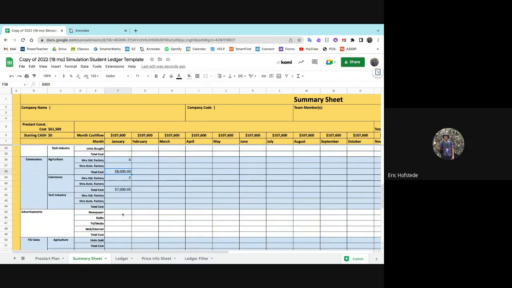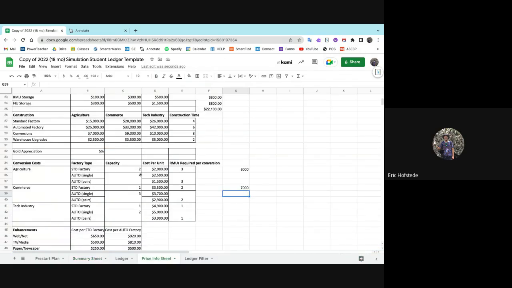All right, I want to explain the advertisements now. When you submit a form, I could have submitted both of these on one or one on each form. I'm going to say I did these in two separate forms, and I bought two separate ads for WebNet. So that's going to allow me to get some ad boosts when I sell them, but it's also going to cost me money, and I need to look at the price info sheet to see how much that costs.